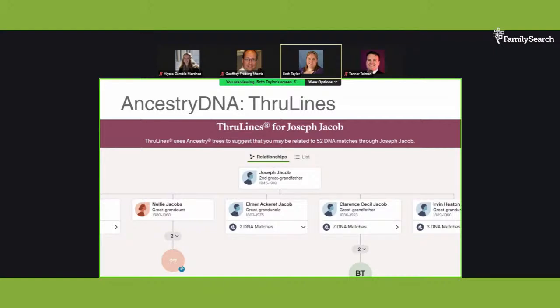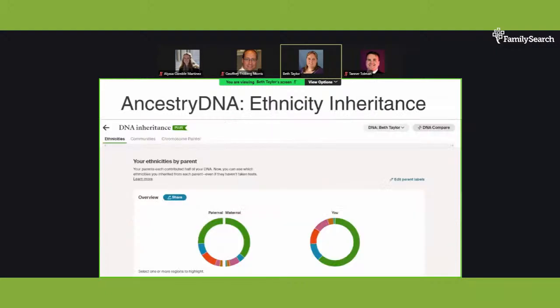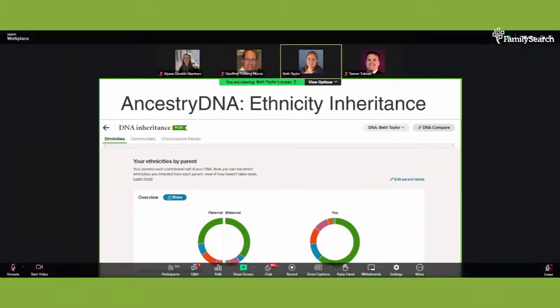Note, however, this is always my one little caveat with all of this, is just that through lines is based on the trees on Ancestry. And as we all know, trees on Ancestry can be very, very accurate, and they can also be problematic. So don't rely exclusively on through lines. You're going to want to go out and prove it with records once the through line shows up. Here's an example of that ethnicity inheritance, where they're trying to kind of break down my ethnicity and say, this is what I got from mom and what I got from dad.